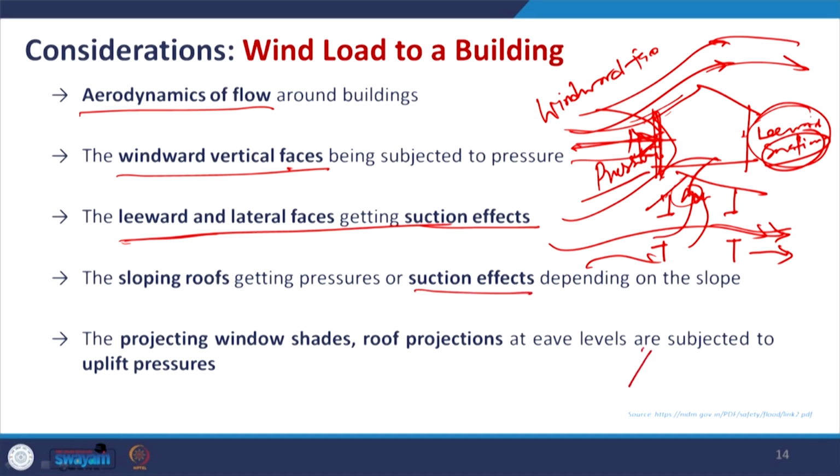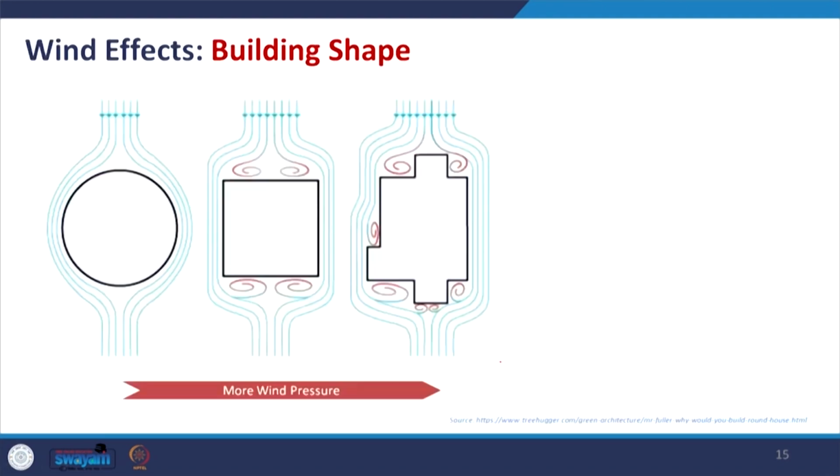If the angle is more, then you can get the suction effect. And again, along with the main structure, we also need to look at the projection of window shades and other roof projections, like in the veranda. So, we need to take care of that.